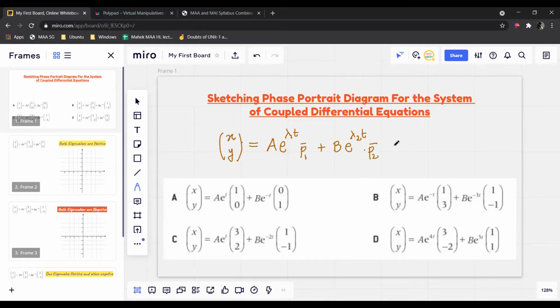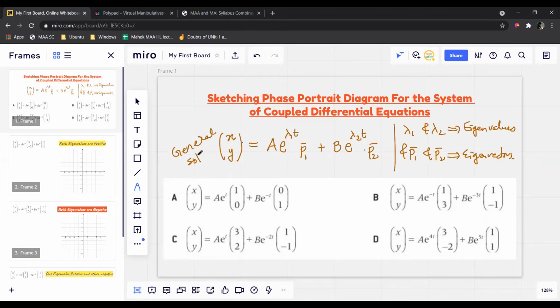p2 bar. Now here lambda 1 and lambda 2 both are eigenvalues, and p1 bar and p2 bar are both eigenvectors. Their corresponding eigenvectors means this lambda 1 has a corresponding eigenvector p1 bar, and lambda 2 has the corresponding eigenvector p2 bar. So this is the general solution.